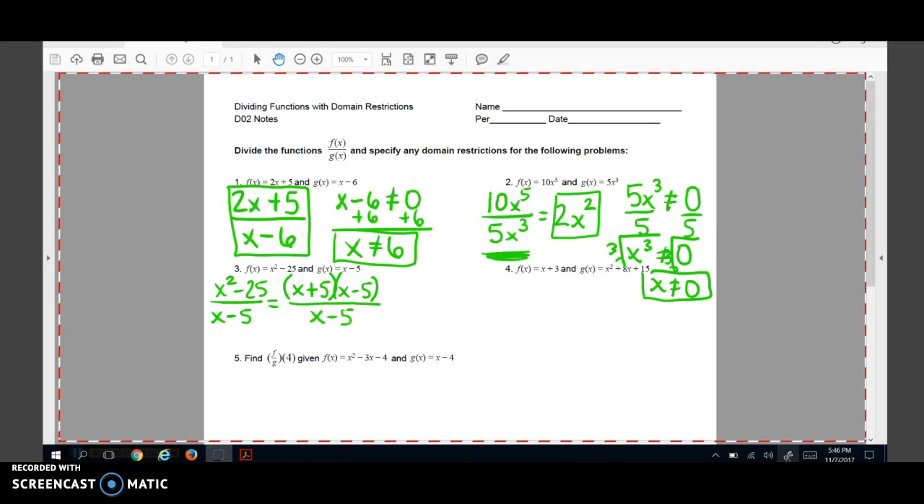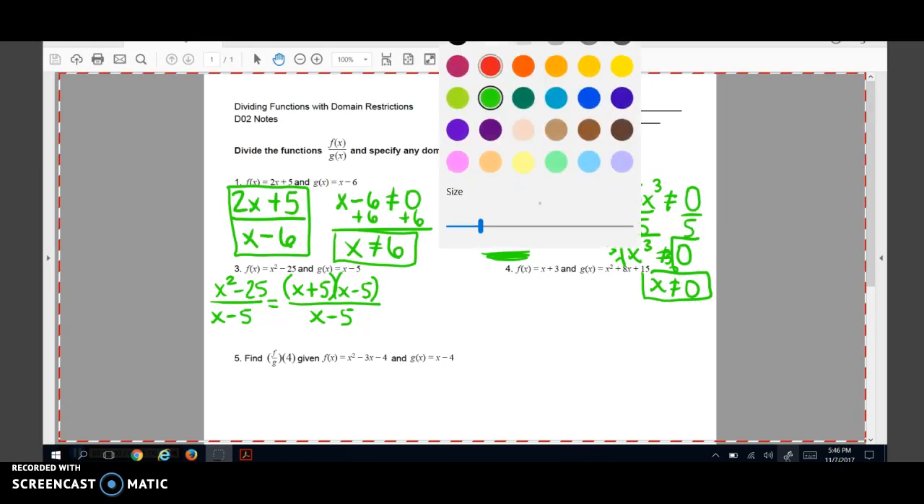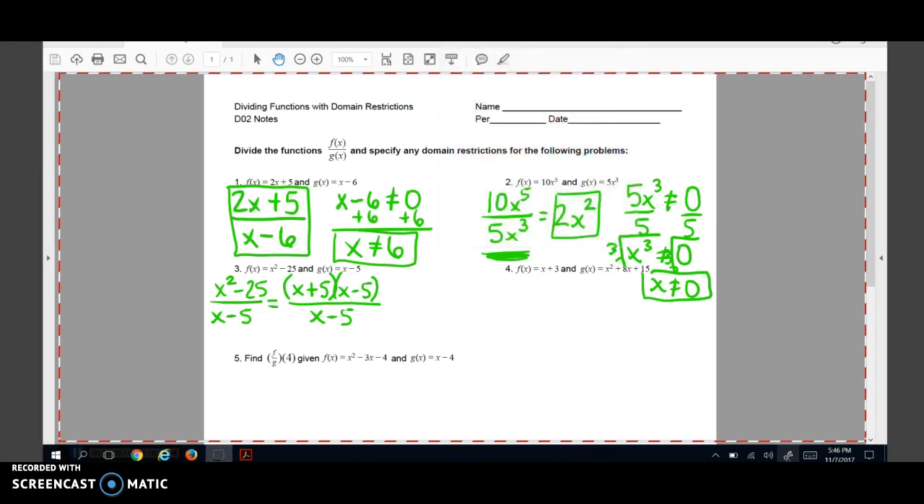Now, if you'll notice, we have x plus 5 times x minus 5 all over x minus 5. X minus 5 will cancel with x minus 5, and I'll be left with x plus 5. This will be my answer for f of x divided by g of x. But again, we still need to figure out if there's any domain restrictions. Looking at my final answer, there's no square root, there's no denominator, so that doesn't have any domain restrictions.